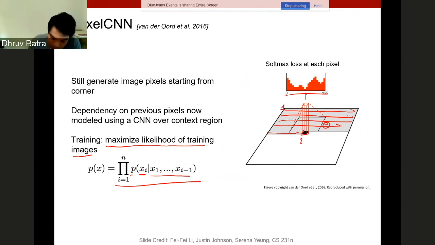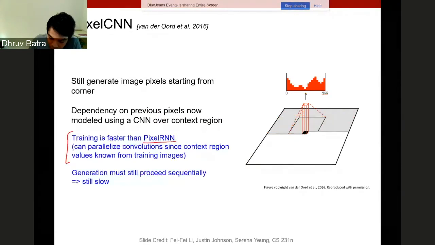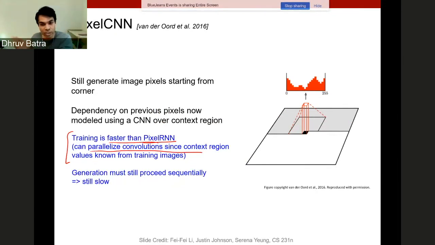Training in PixelCNNs is faster than PixelRNNs because you can parallelize the convolution. You don't have to operate sequentially from the top left to the bottom right at training time, but generation still has to proceed sequentially. You still have to generate by sliding this filter, one pixel at a time. You cannot implement the generation convolution in parallel because you do not have access to the pixels that you haven't generated yet. So generation is still slow, but training is significantly faster than PixelRNNs.